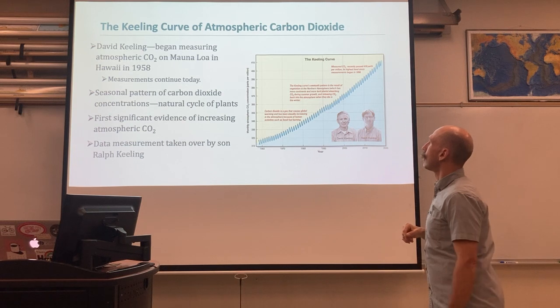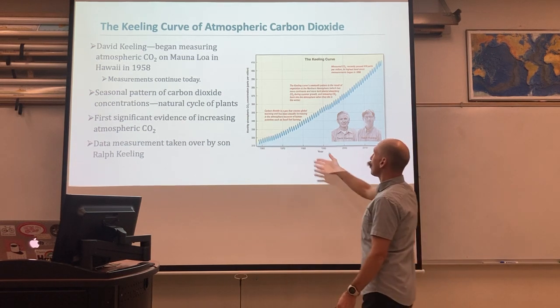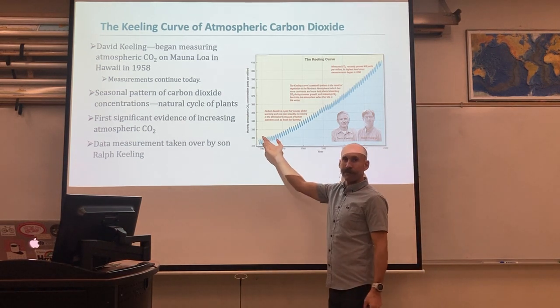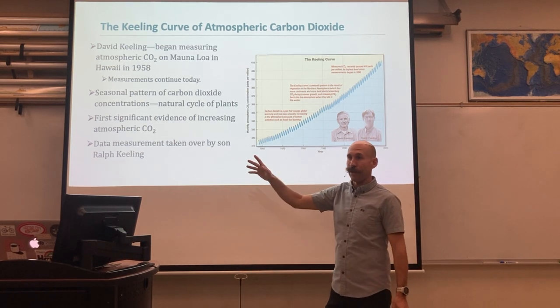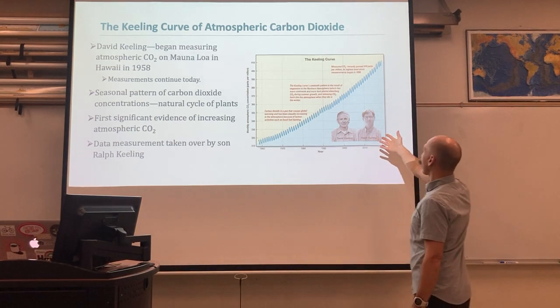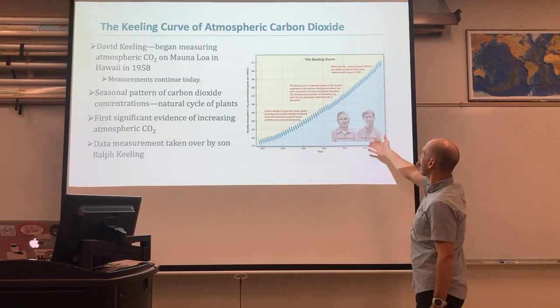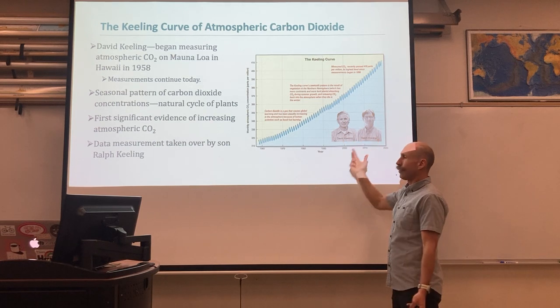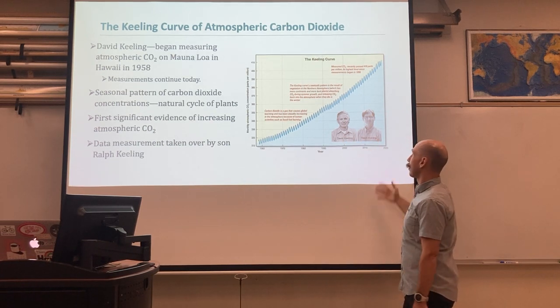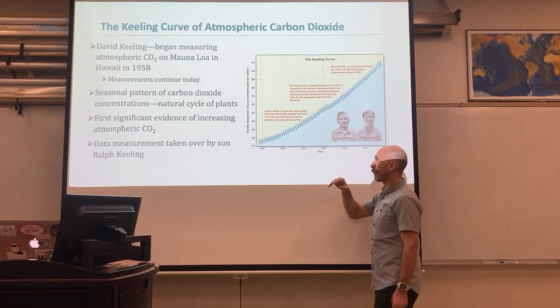So David Keeling, 1958, Mauna Loa, started to measure atmospheric carbon. He was the first person, and that record has continued. His son, Ralph Keeling, now has taken it over. It's a family business. I'm really interested to know if Ralph Keeling has a son, and he's going to be the next generation. Maybe this is just going to happen forever in the Keeling family.